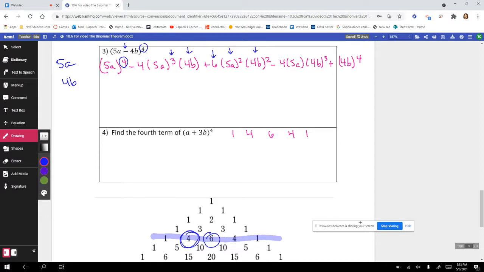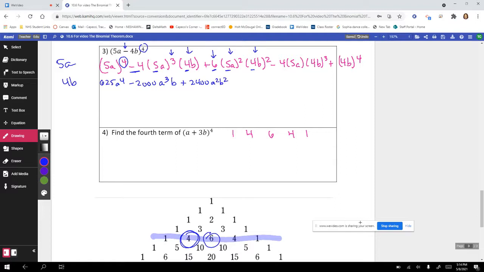So 5 to the 4th gives me 625, a to the 4th. Now I can use my calculator for these and do it all at once. 5 to the 3rd, I can multiply that by 4 and negative 4, and I'm going to end up with negative 2,000, and I have a to the 3rd, b to the 1st. Do the same thing with my next term. I'm going to take 5 squared, multiply that by 4 squared, and multiply that by 6, and I end up with plus 2,400, and again, a to the 2nd, b to the 2nd.